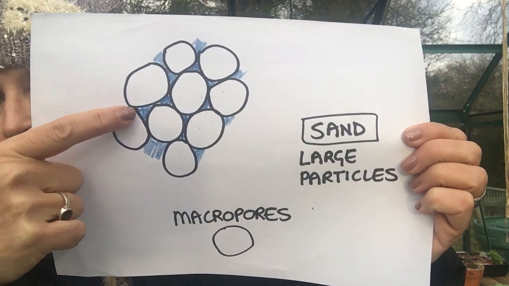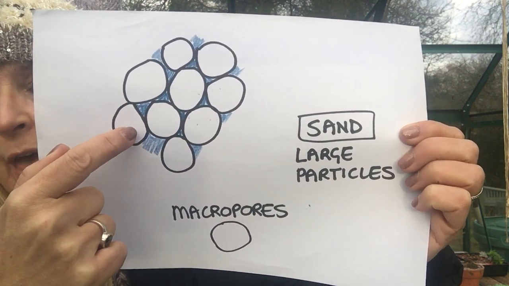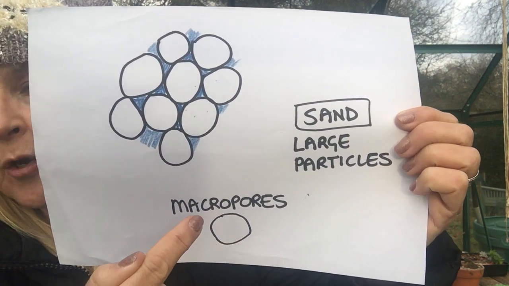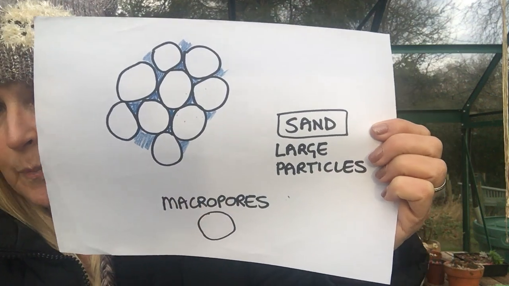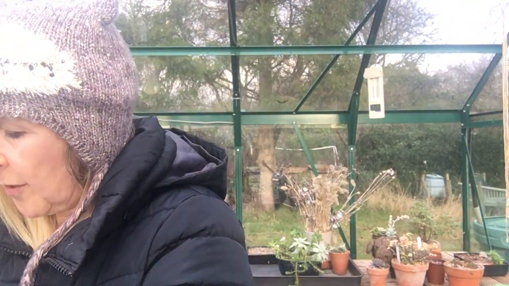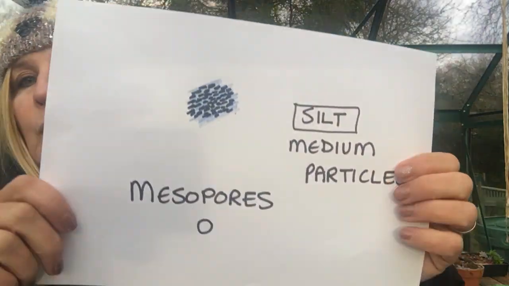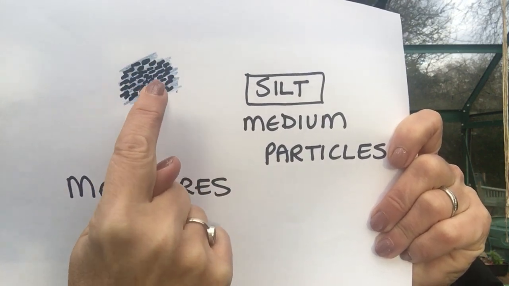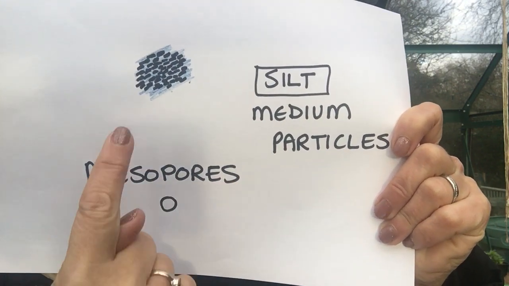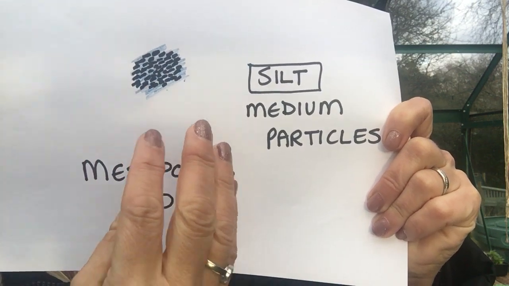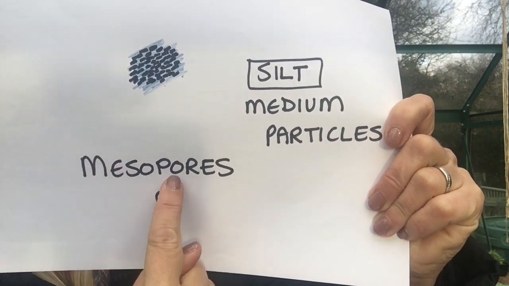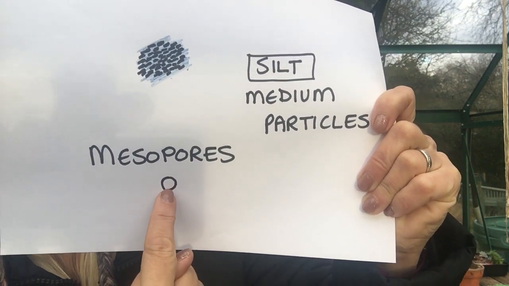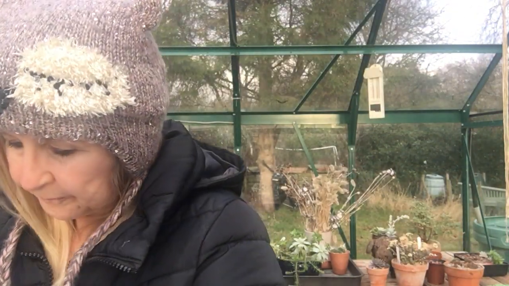This one is sand, so very large rock particles, so therefore the pore spaces which can fill with water are called macropores. These are the largest pores. Our next type of soil texture was silt, which are medium-sized rock particles, and we can name the pore spaces between these slightly smaller than a macropore. These are called mesopores. These are medium-sized pore spaces which can fill with water.